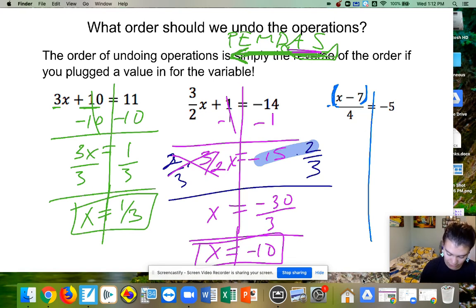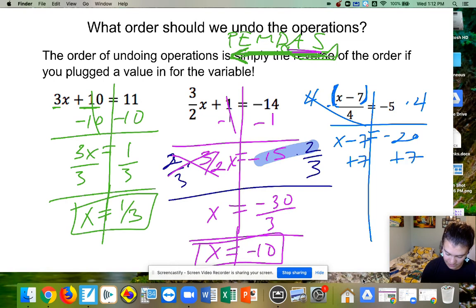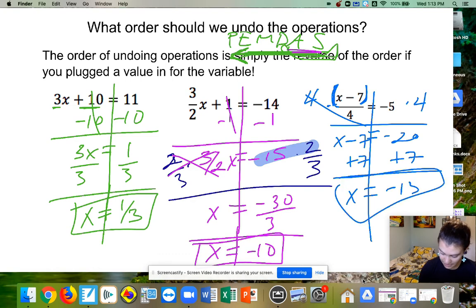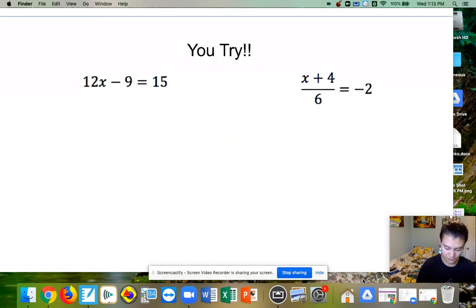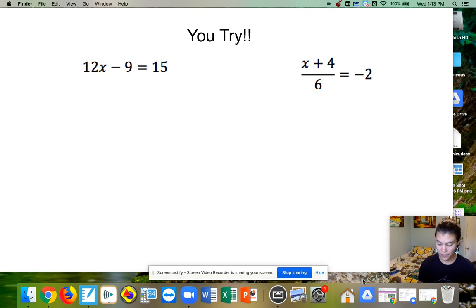So you want to multiply on both sides by 4, and you'll get x minus 7 from the top when those cancel equals negative 20. And now you can add 7 to both sides. So negative 20 plus 7 would be negative 13. And that's your final answer. So take a little time, pause the video, and work on these two, and then we'll talk about them.